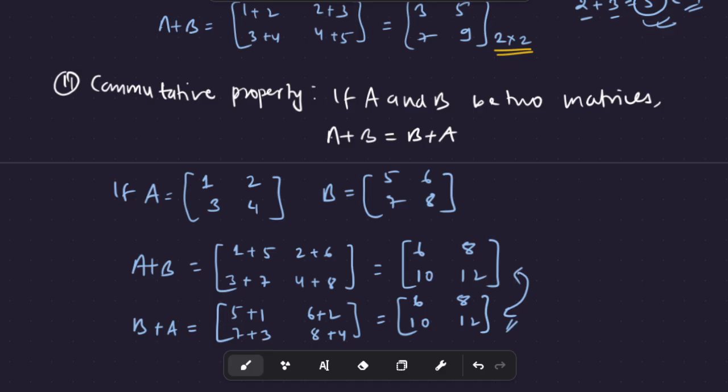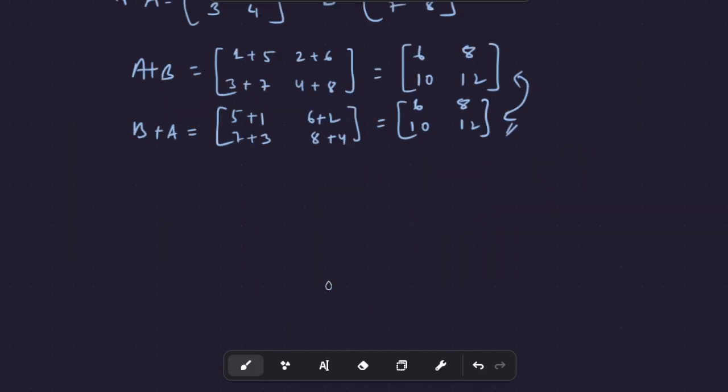Have you understood this commutative property? Yes, sir. A plus B equals B plus A is the commutative property. That is the commutative property. Now, next, okay, I'll give one question to you.